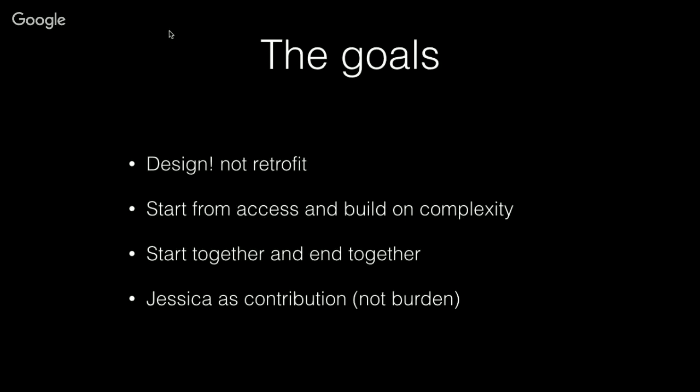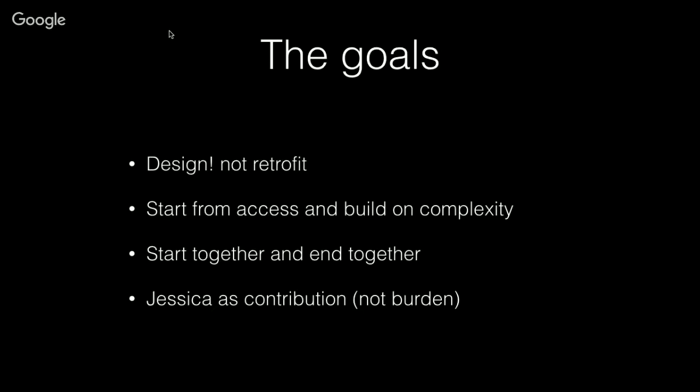Another goal was, rather than doing something different for Jessica, we're like, why don't we start from access for everybody and then build on complexity, so that it's not something different that Jessica's doing, but a starting point for everybody. Keeping in mind that some kids are going to move further on in complexity, our other goal was we're all going to start together as a class and we're all going to end together as a class. And then what it looked like in the middle was different for everybody.